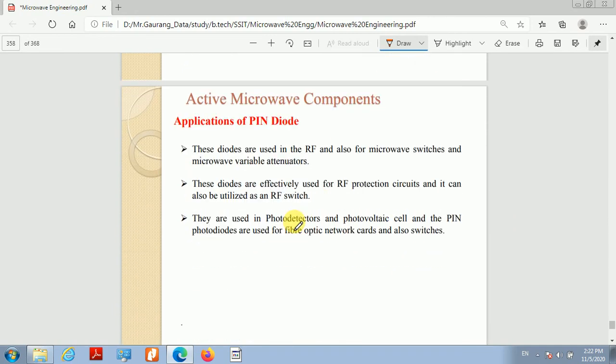Now what are the applications of pin diode? So these diodes are basically used in RF and microwave switches and microwave variable attenuators. These diodes are effectively used for radio frequency protection circuit, and it can also be utilized as a RF switch. They are also used in the photodetector and photovoltaic cell and the pin photodiode, which are used in the optical fiber network, cars and also switches. ओके, मतलब ये ऑप्टिकल कम्युनिकेशन में एज अ फोटो डिटेक्टर एंड फोटो डायोड की तरह वो यूज होता है.